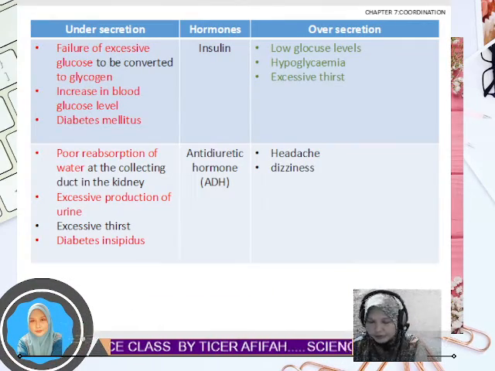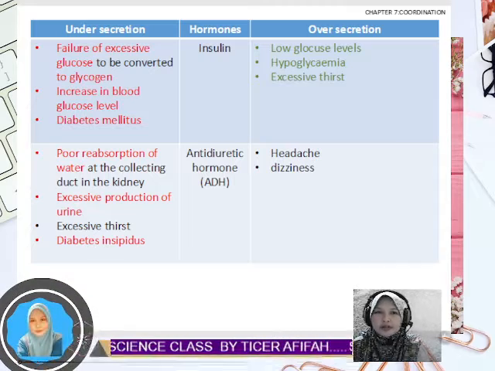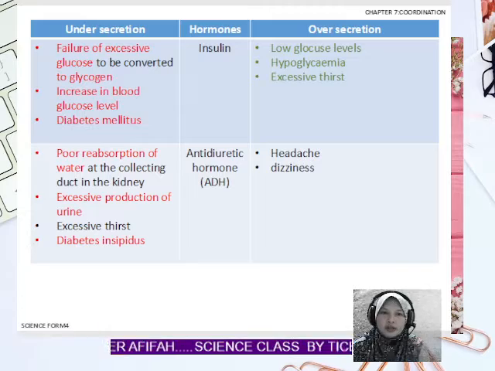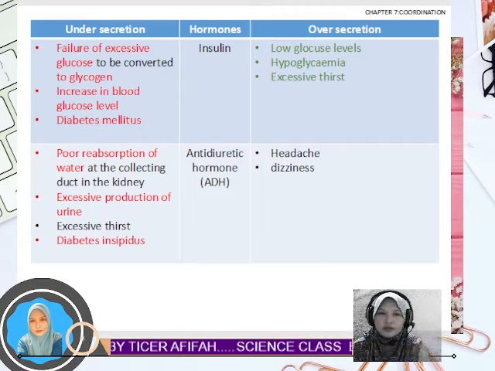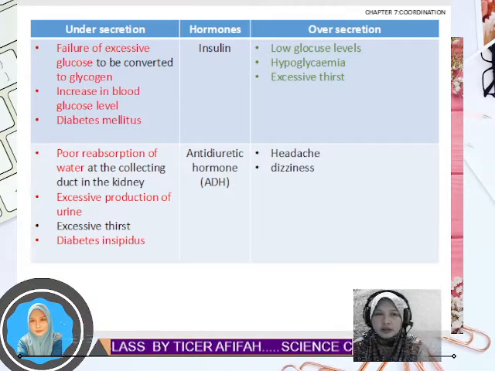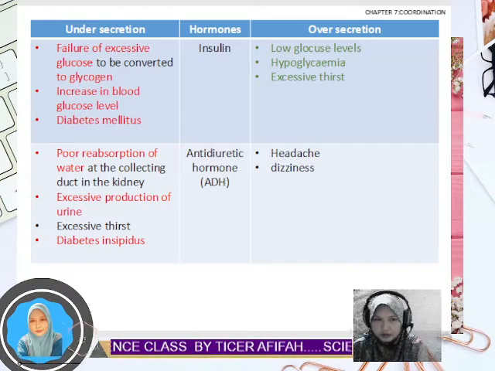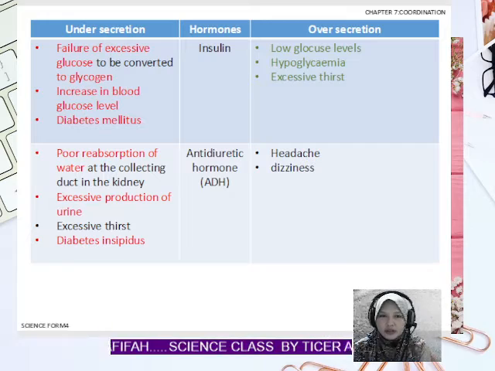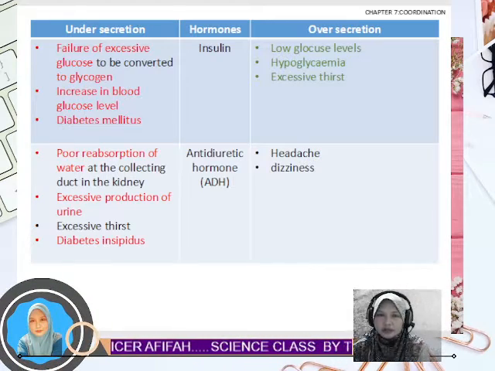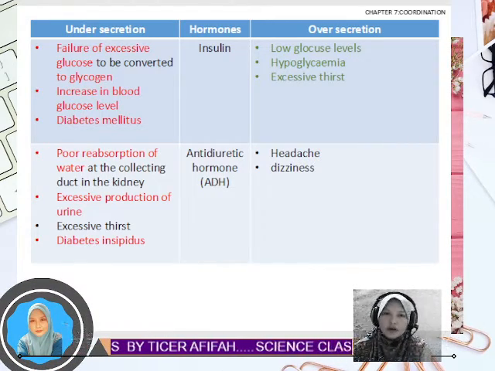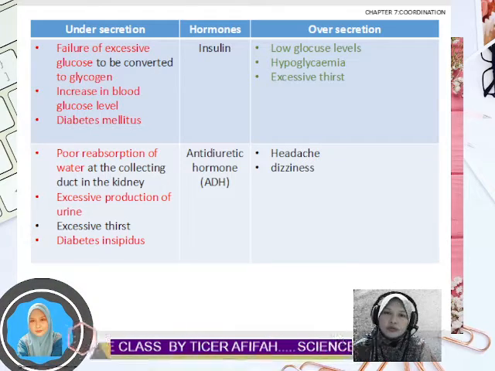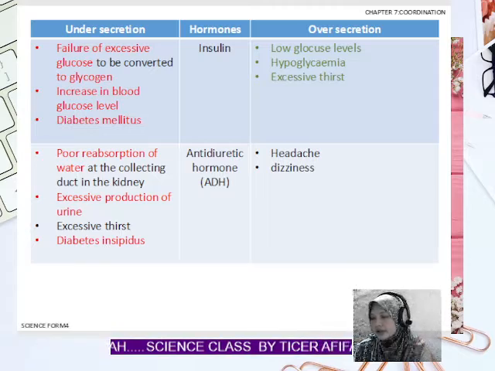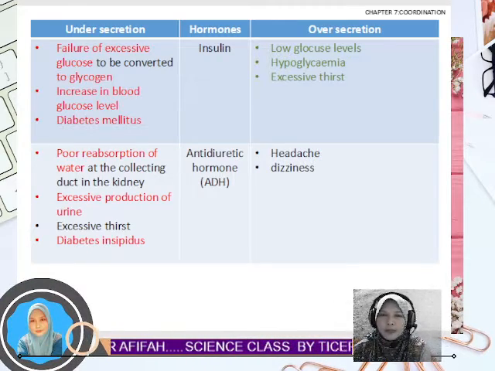For insulin, under secretion of insulin hormone will lead to failure of excessive glucose to be converted to glycogen. It is hard to convert glucose into glycogen, so blood glucose level increases, and it will cause diabetes mellitus. Oversecretion of insulin will lead to low glucose levels, hypoglycemia, and also excessive thirst.